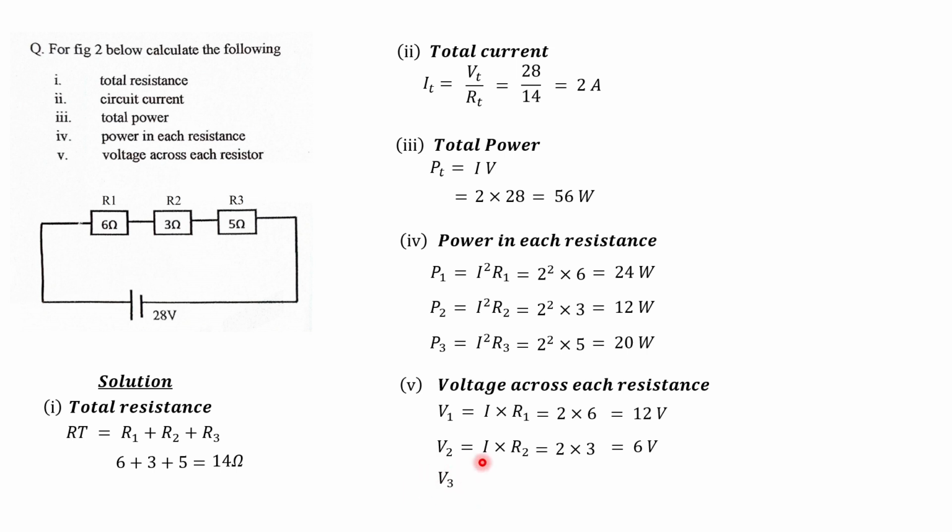And then V3, that is the voltage across resistor R3, is equal to I times R3, which is equal to 2 times 5, which will give us 10 volts. So V1, that is the voltage across R1, is 12 volts. V2, the voltage across R2, is 6 volts. And then V3, the voltage across R3, is 10 volts.